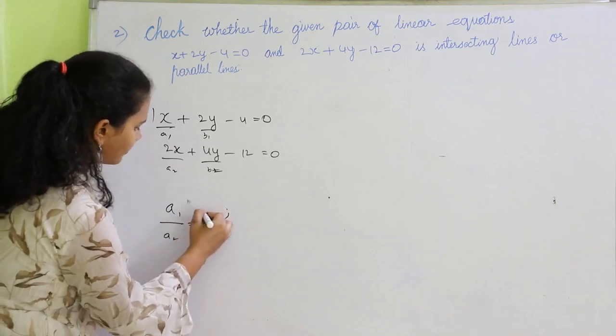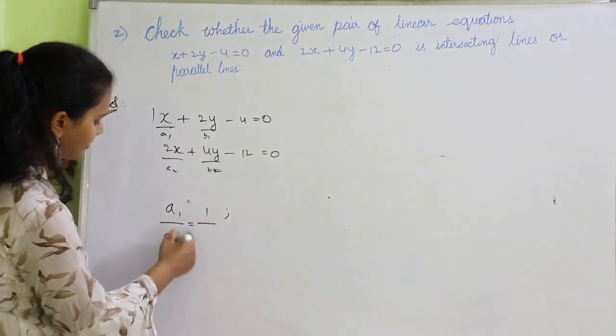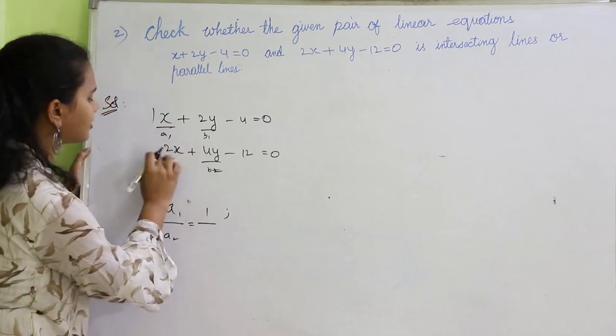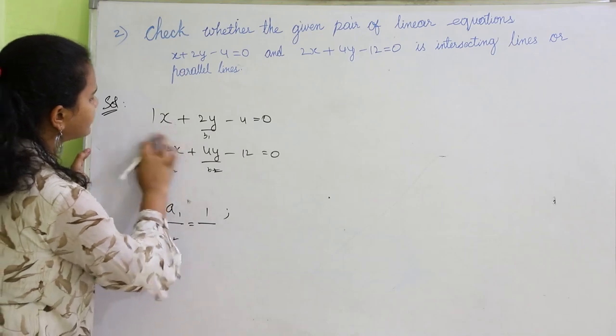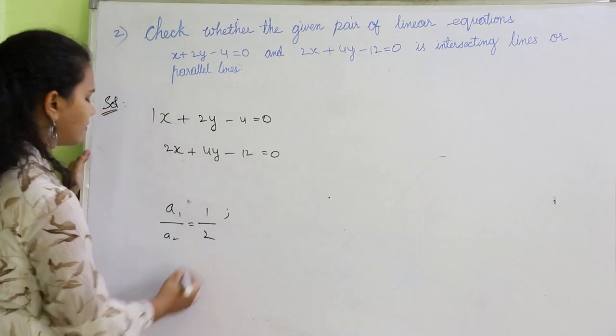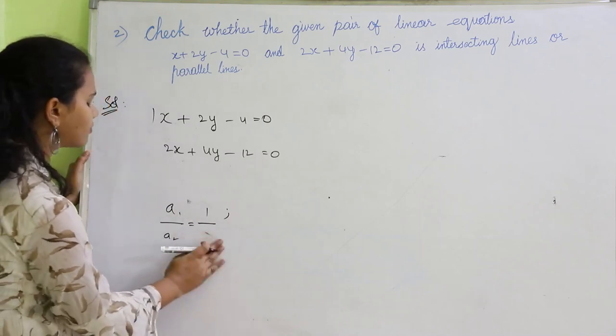a1 equals 1 and a2 equals 2 over here. Don't consider the variable, consider the constant. Now here I have 2. So a1 by a2 is 1 by 2. Clear? Where a1 by a2 we got what?